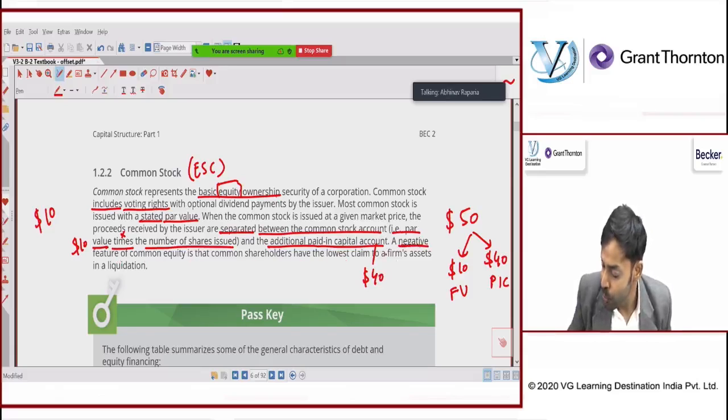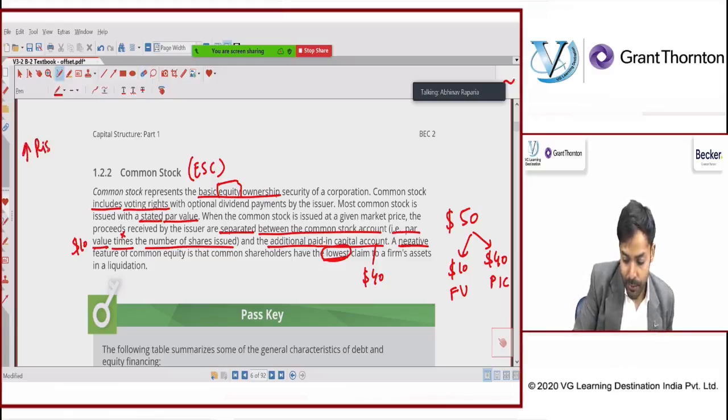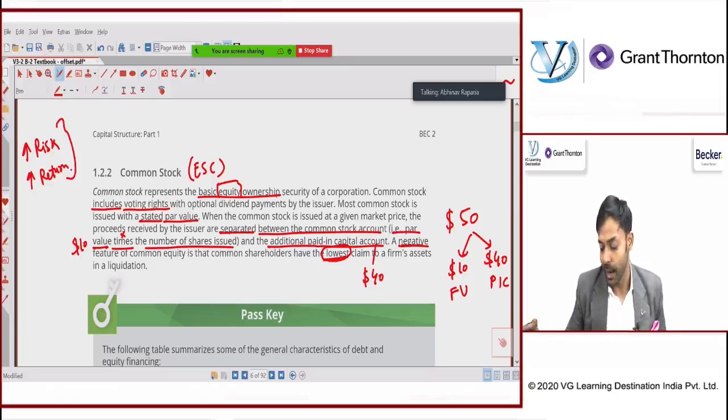What is the negative feature of common equity shares? The common shareholders have the lowest claim on the firm's assets in case of a liquidation. In case the company is going into liquidation, they'll have the least claim on the assets. But we have said they are taking the maximum risk, and when they are taking the maximum risk, they would be expecting the maximum return as well, right? So that is why the equity shareholders have the maximum return also.